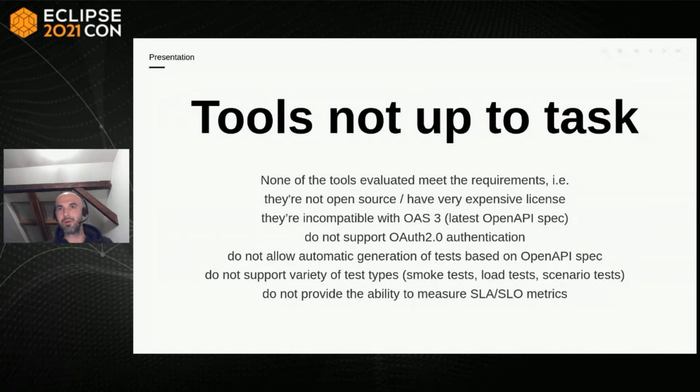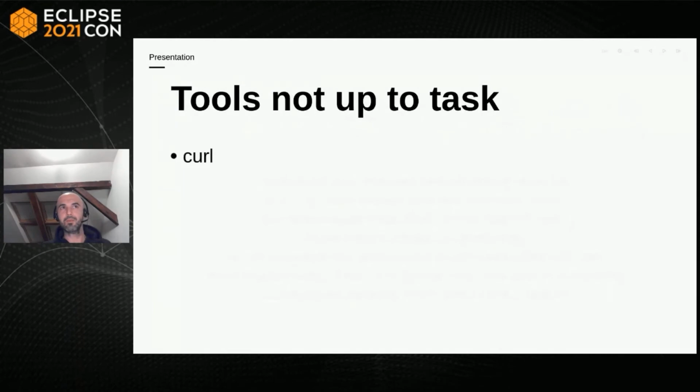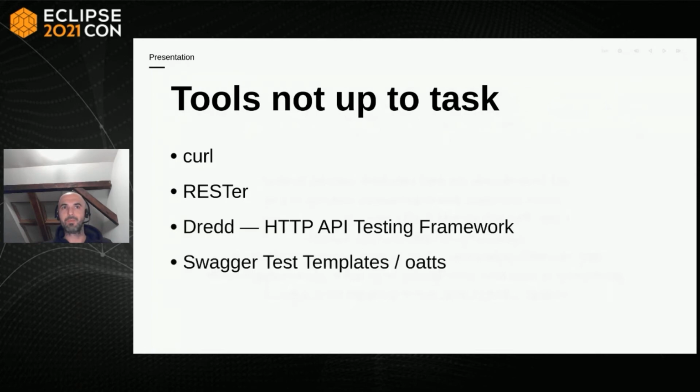So not only smoke tests, but also load tests, scenario tests, so-called flow tests, and also the ability to measure service level agreement and service level objective metrics. Some of these tools, obviously curl, REST-assured and similar, Swagger test templates, and SoapUI, do have some or most of these capabilities in their commercial product, which I mentioned at the beginning. The license is about €8,000 minimum.